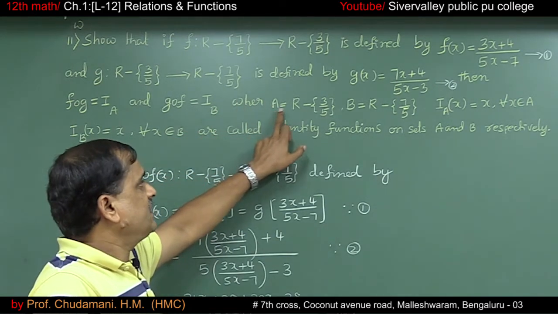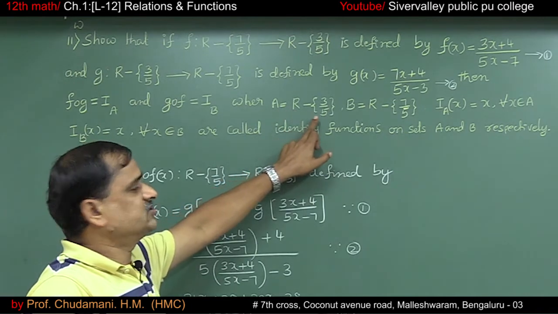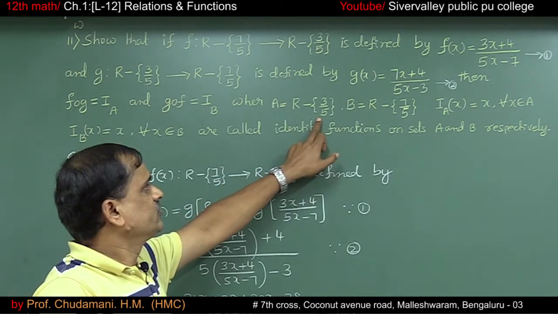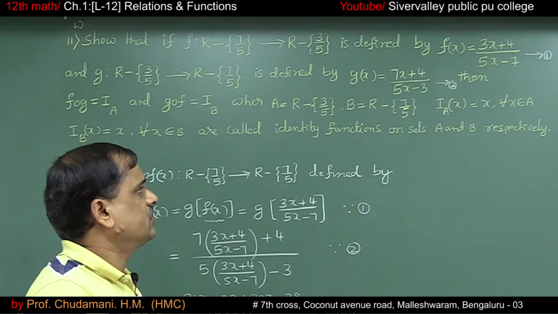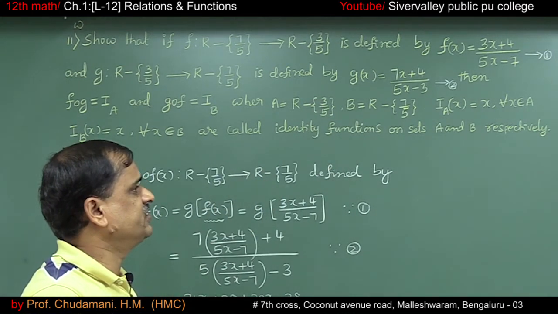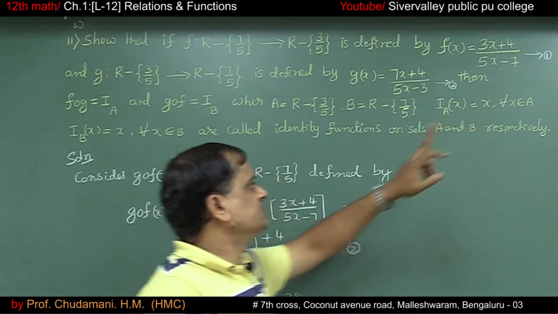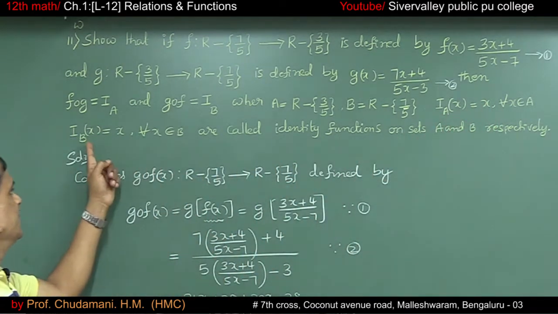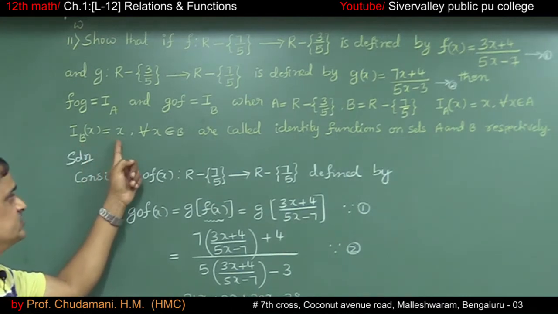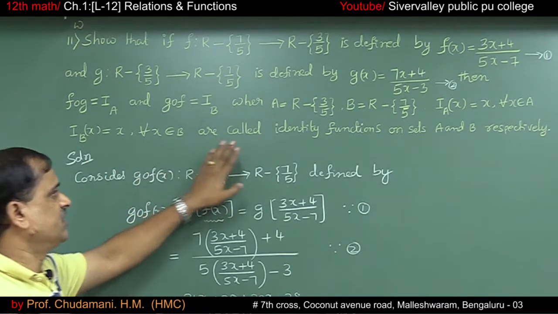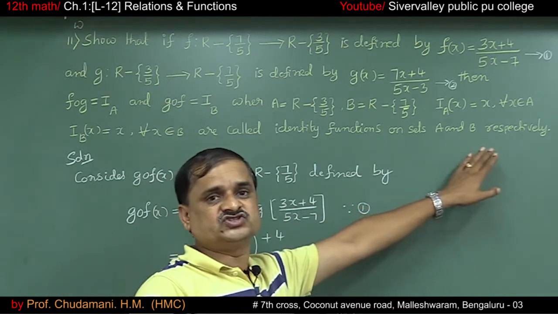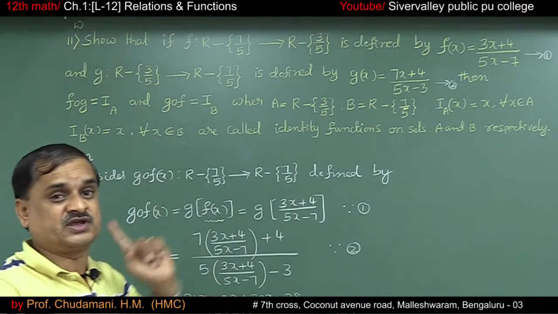where A is equal to the set of real numbers except 3 by 5, B is equal to the set of real numbers except 7 by 5. Identity function on the set A equals x for all x belongs to set A. Identity function on the set B is also x for all x belongs to set B, called identity functions on the set A and B respectively.